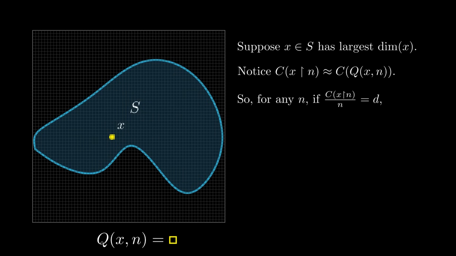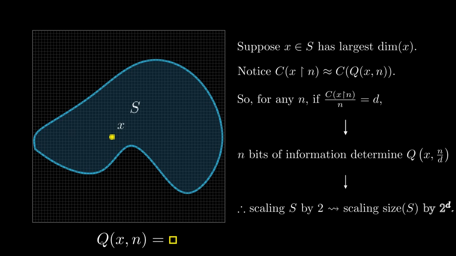So if we let d denote the normalized complexity of the first n bits of x, you can convince yourself that it only takes n bits of information to determine which square at precision level n over d covers x. And so whenever we scale our big set S, say by a factor of 2, the actual size of the set can't increase by more than a factor of 2 to the d. I hope this helps illustrate why compression is related to fractal dimension.